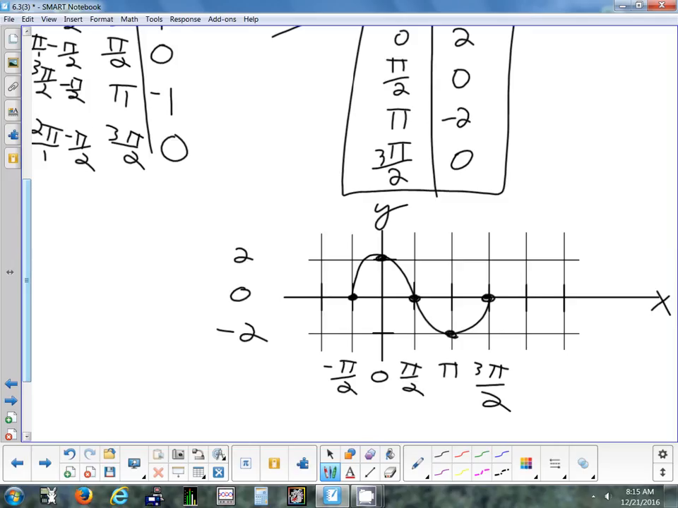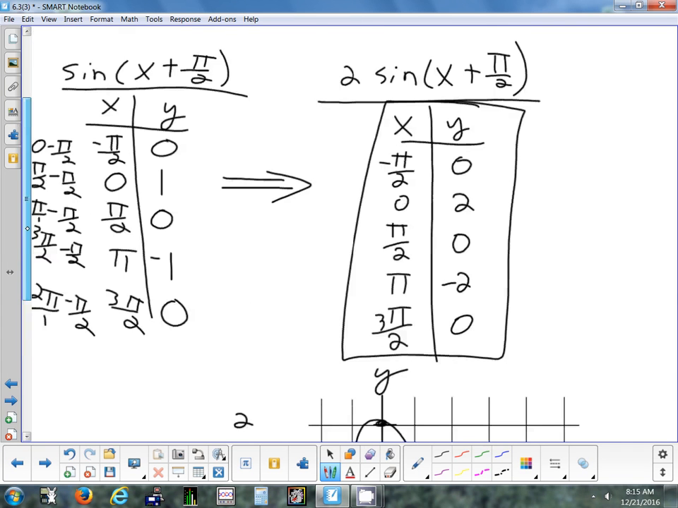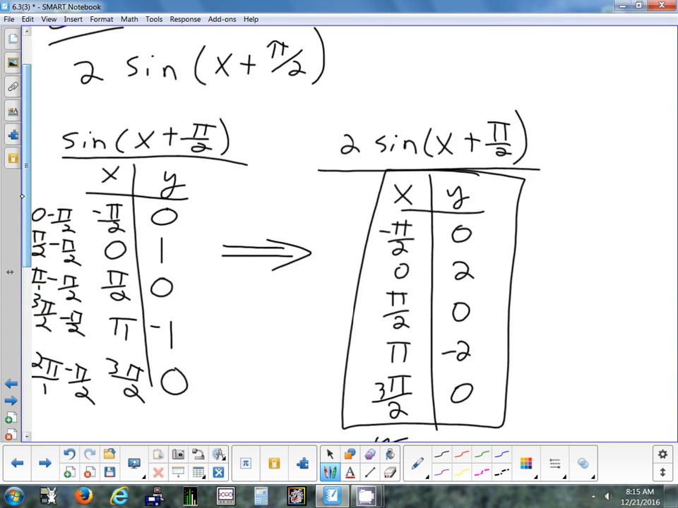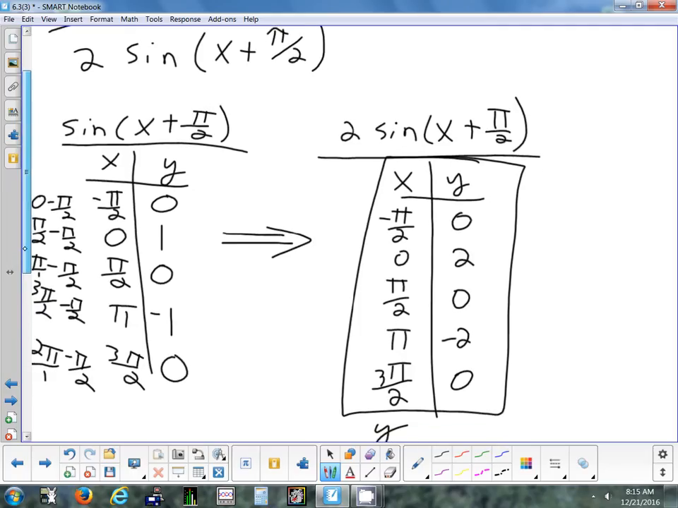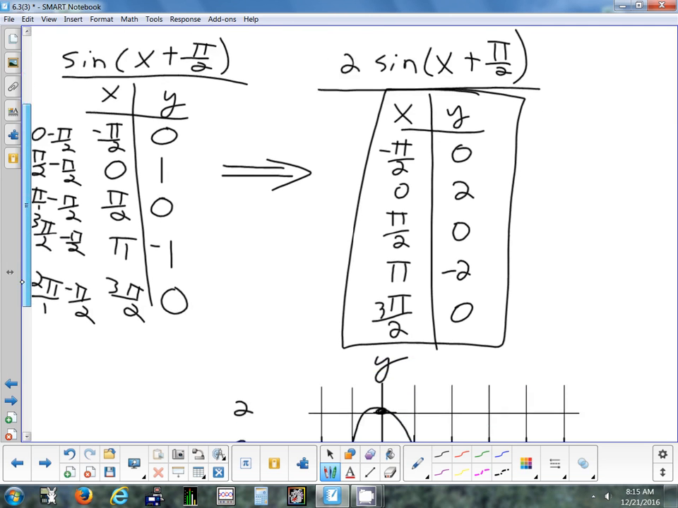Okay. Any questions on that? Okay, that's it. Now, what if you switch the order of the transformations here? Would you have still gotten the correct answer? Yes, in this case you would have.